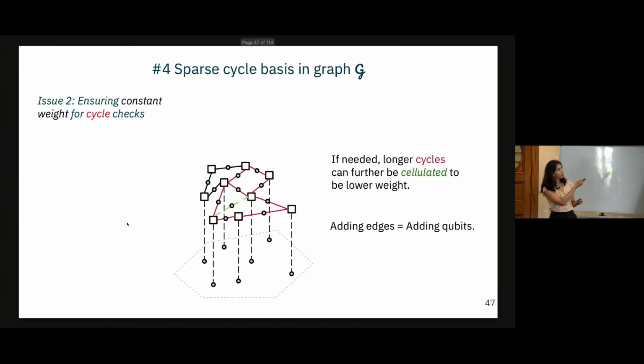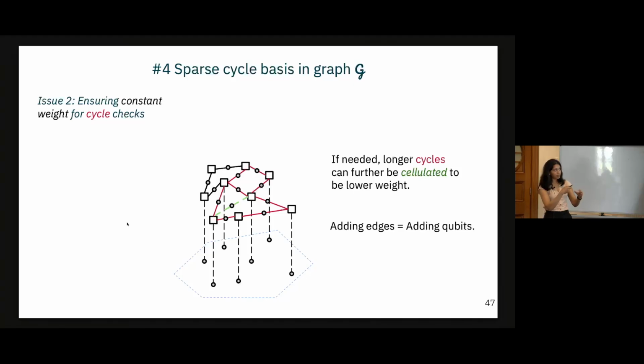And the second thing we want is that each of these cycles is not too long. So as we can see, this cycle shown at the bottom here involves 5 qubits. And we maybe want to bring it down to something bounded by 4. So I've added a green edge here. Every extra edge, if you remember in the graph, corresponds to an extra qubit. So there is an additive cost of physical qubits here. But it's only additive, and it's at most log d or something, I think. So it doesn't really worsen the overhead all that much. And this step is what we call the cellulation step. So adding edges means adding qubits.